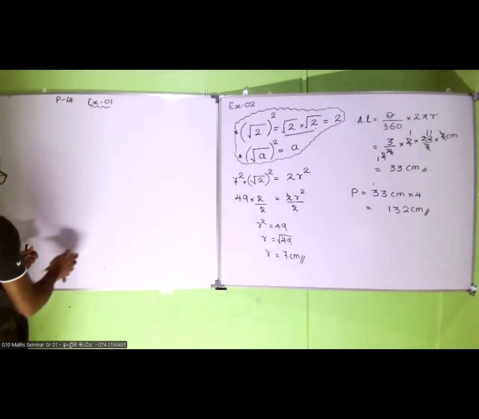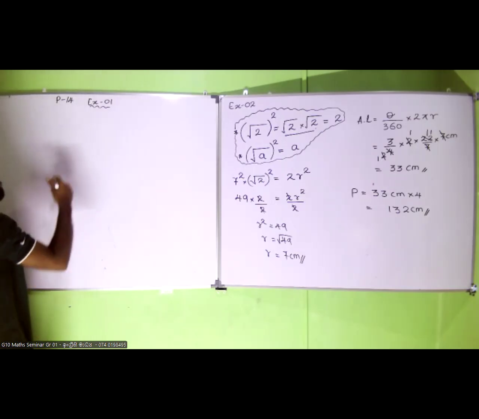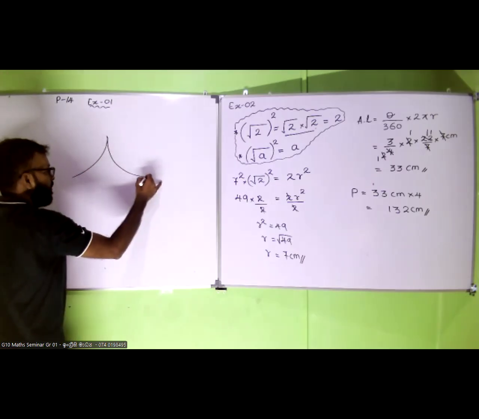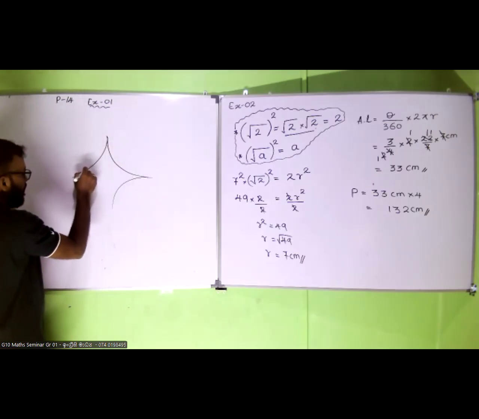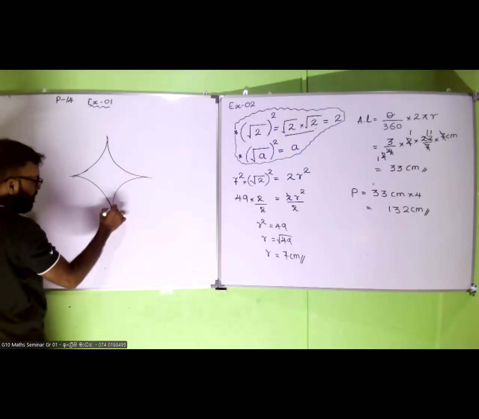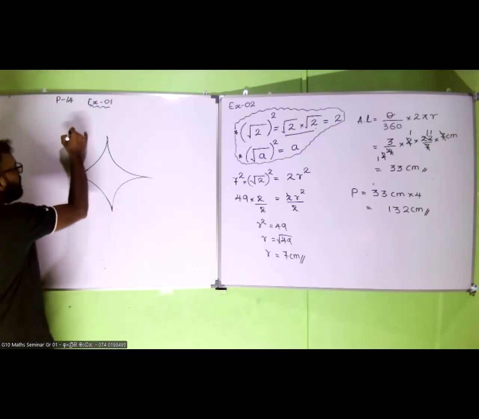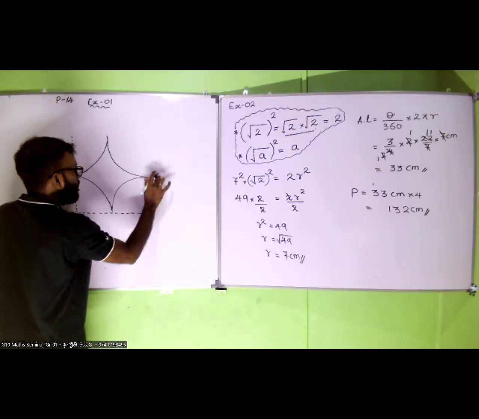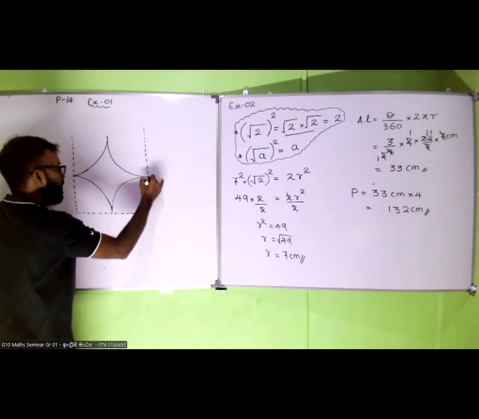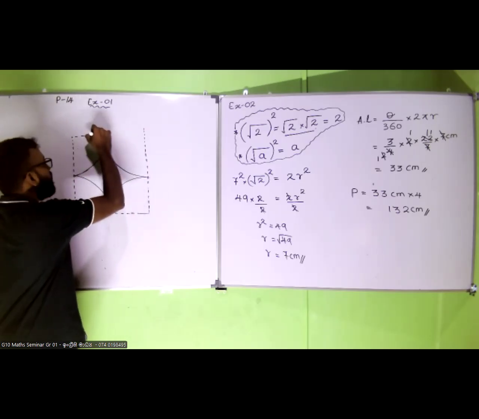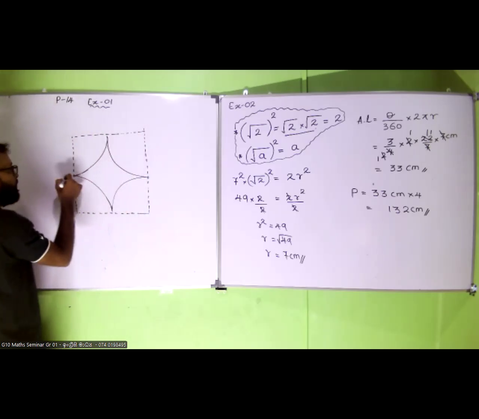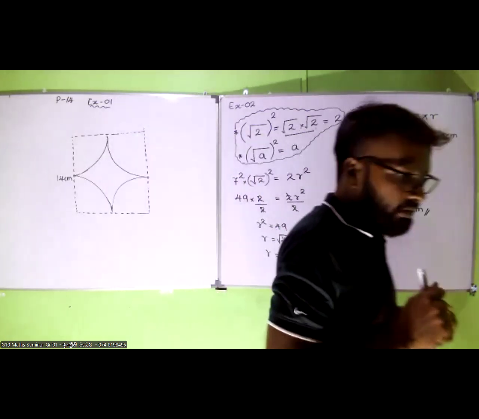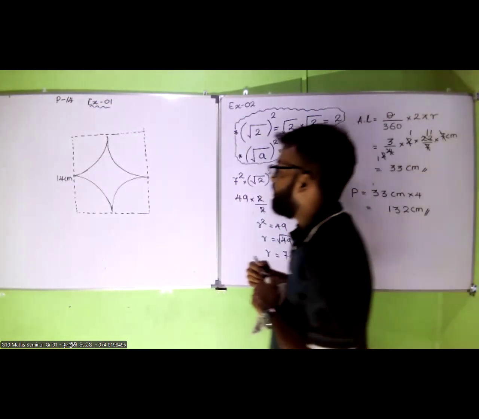Okay, so it is something like this. It is a star, and there is a square outside of this. And this length is 14 centimeters. Right, and this is example number 3, page number 14.